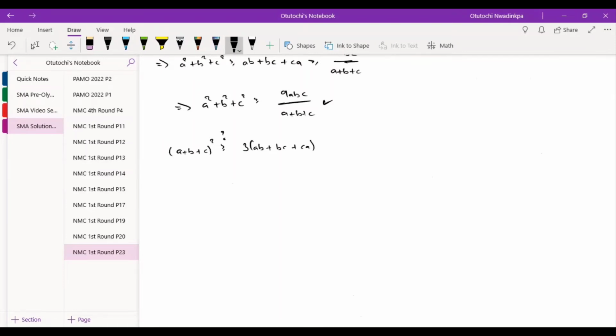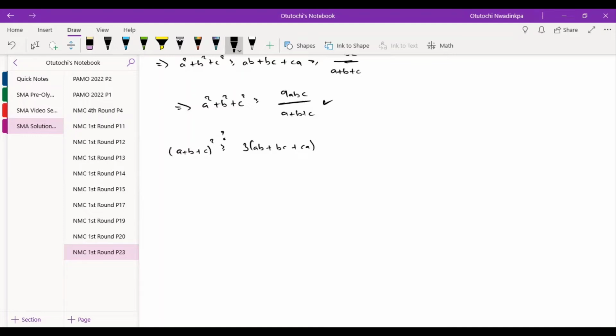And again, we are working backwards. Why do I want to show this? Because if we can show this, then ab+bc+ca is greater than or equal to 9abc over (a+b+c). Then similarly, we'll show what we want to show.